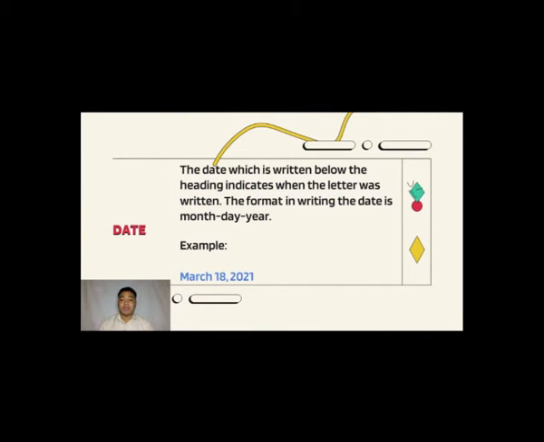The next part of an employment application letter is the date. The date, which is written below the heading, indicates when the letter was written. The format in writing the date is month, day, and year. Example, March 18, 2021. Now, if you write your application letter today, May 19th, 2021, you should write May 19, 2021. Understand?